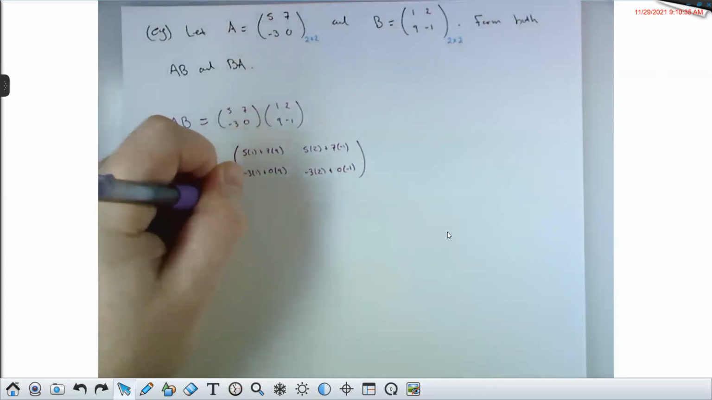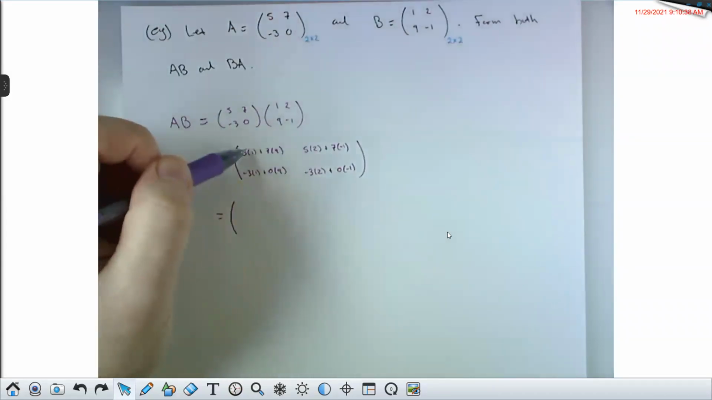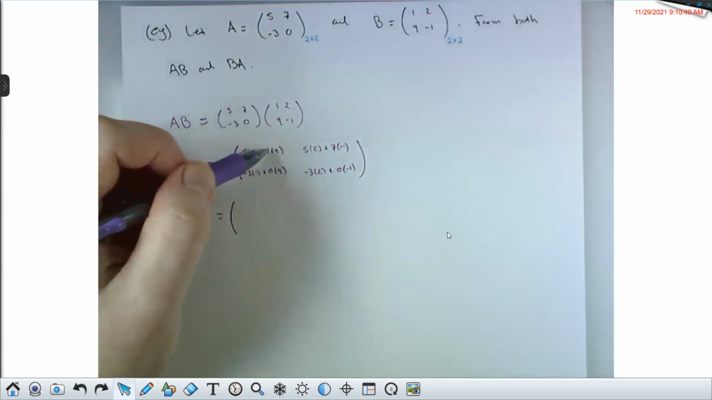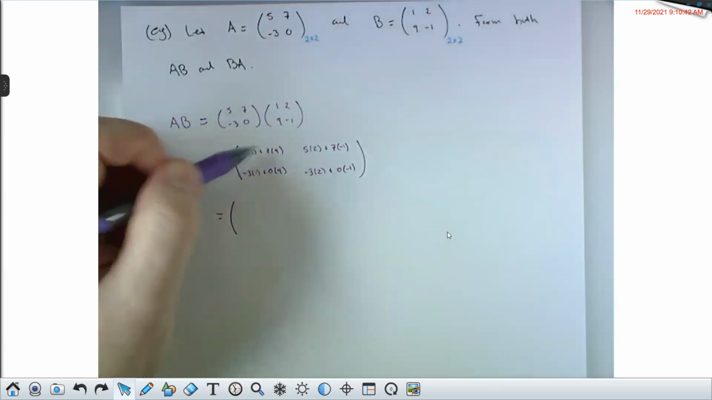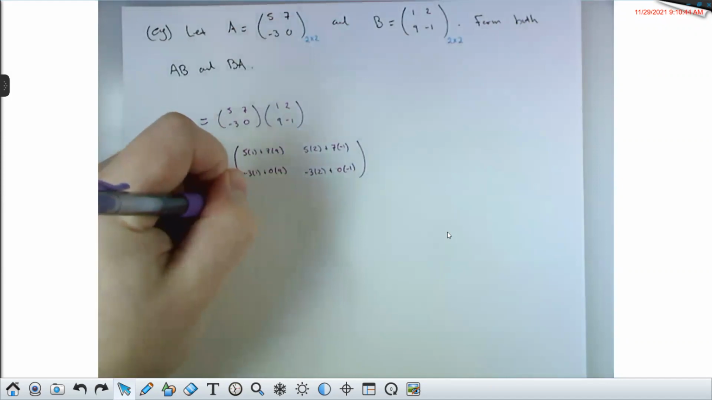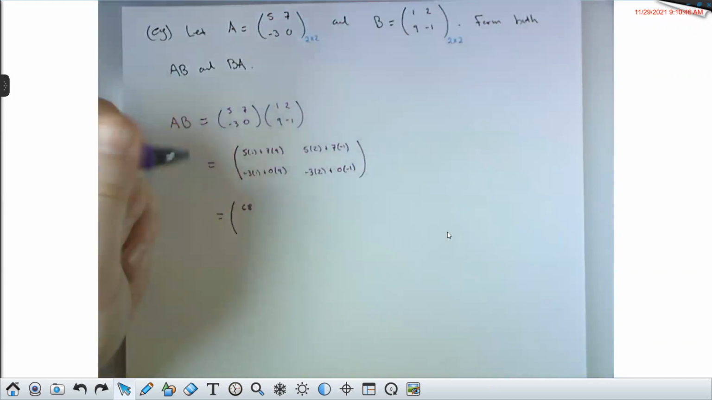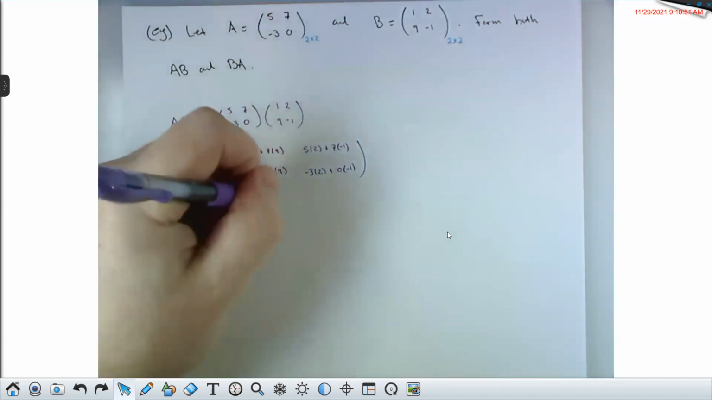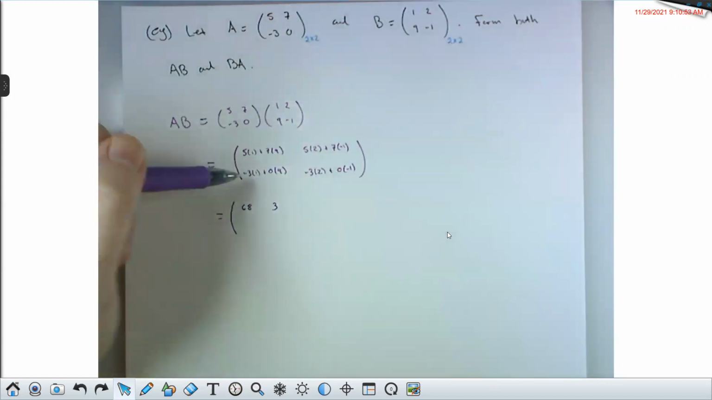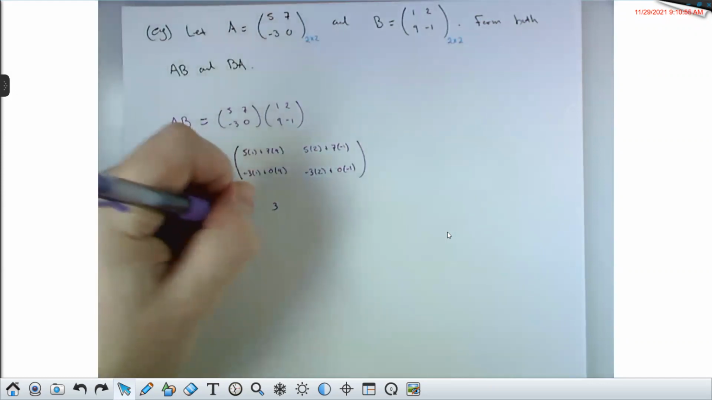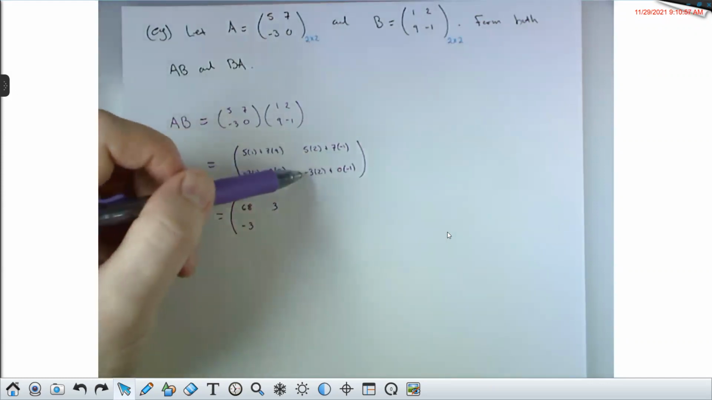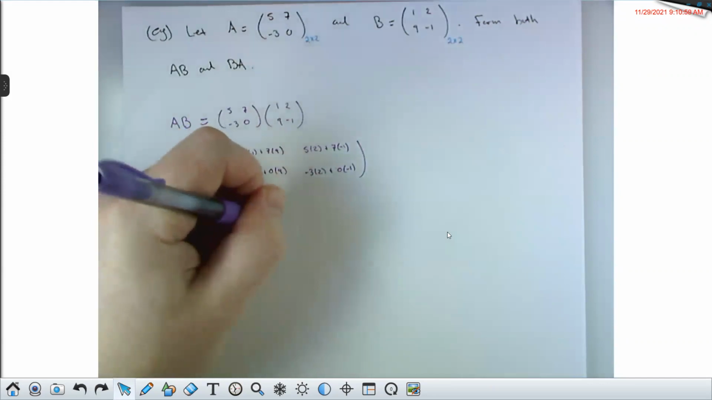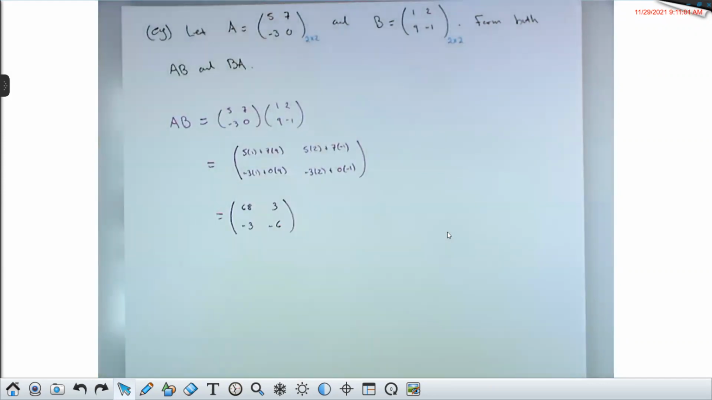And if we simplify, that's 5 plus 63, right? 5 plus 63 is 68. 10 minus 7 is 3. -3 plus 0 is -3. And -6 plus 0 is -6. So AB is the matrix 68, 3, -3, -6.